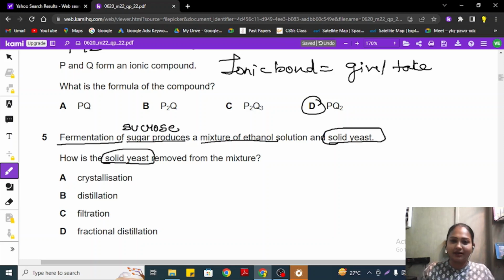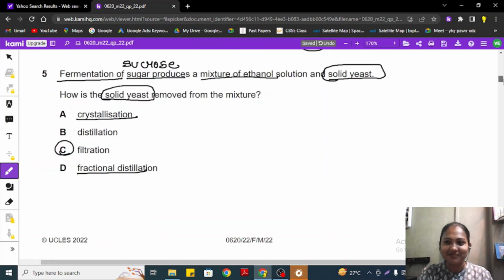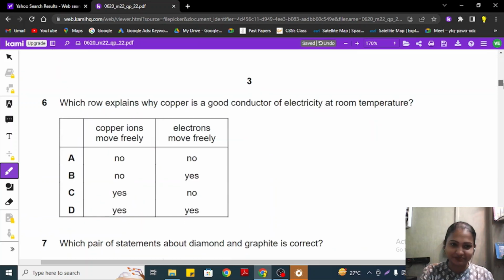It's a separation technique. If I have to separate a solid substance which is insoluble, it is not getting mixed, from a solution, I'm not going to use crystallization. It is not evaporation, and not distillation, because there is no point in talking about boiling point. Fractional distillation, the boiling point difference between the mixture is not less than 20. Definitely, if I have to remove solid yeast, the option is filtration. Isn't the paper easy? Yeah. Let's move to the sixth question.